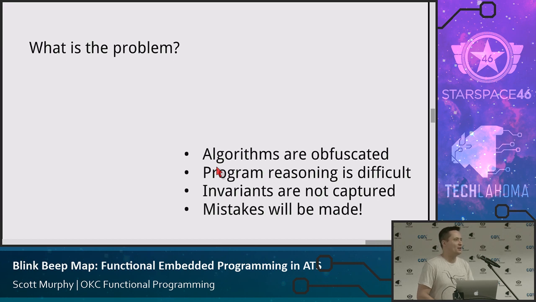Algorithms are obfuscated. Tracking down how an algorithm works in C, it's fun. It's an art. Invariants are not captured. What do I mean by invariants? I mean the fact that something in your code stays constant is really hard to discern in C. The fact that you have something that should be knowable at compile time, it's really hard to track that in C.